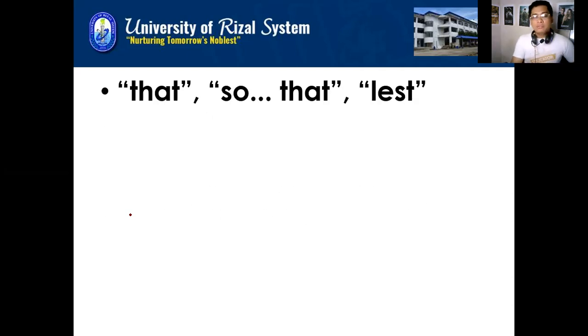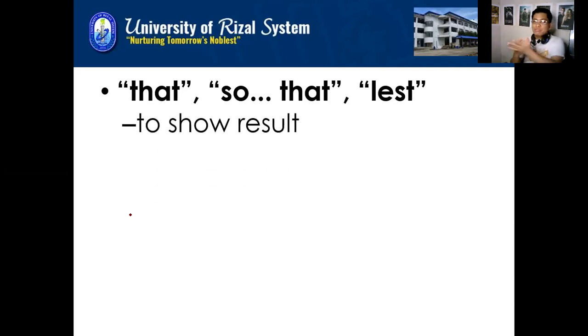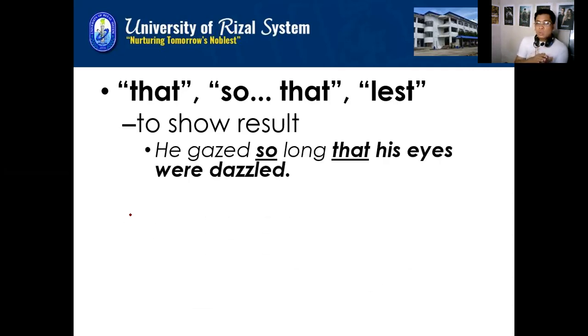Then we have the following subordinators: that, so that, and lest. So what's the meaning of these subordinators? They are used to show result. "He gazed so long that his eyes were dazzled." So the result of gazing too long is his eyes were dazzled.